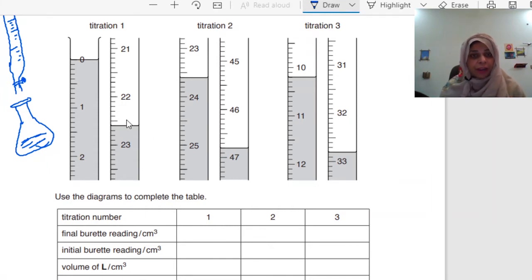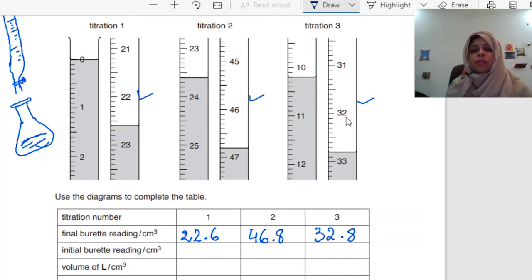First we have to write the final values. These are the final values. So first we have to write the final values. This one is 22.6. Another final value is 46.8. And then 32.8. After that, the initial values.